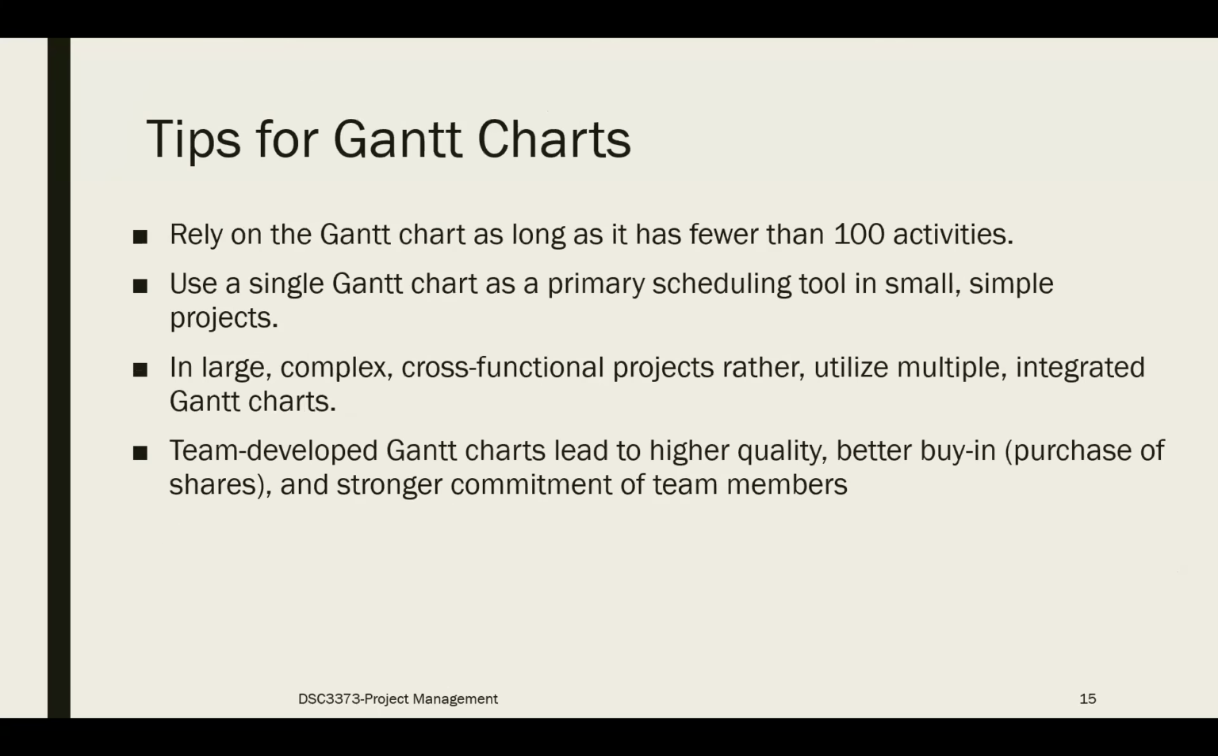Okay. So when you are developing Gantt charts, usually you try to develop a Gantt chart with fewer than 100 activities, so fewer than 100 line items. You can use a single Gantt chart as a primary scheduling tool if you are dealing with a small and simple project. But if your project is large and complex, and sometimes cross-functional in nature, you will have to use multiple Gantt charts and find a way to integrate them together.